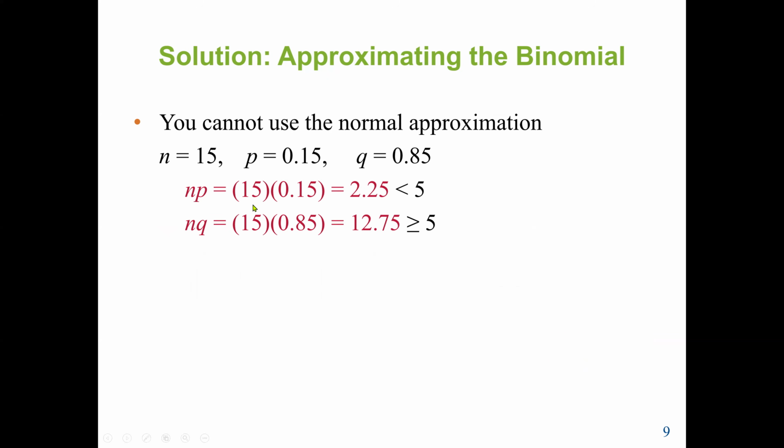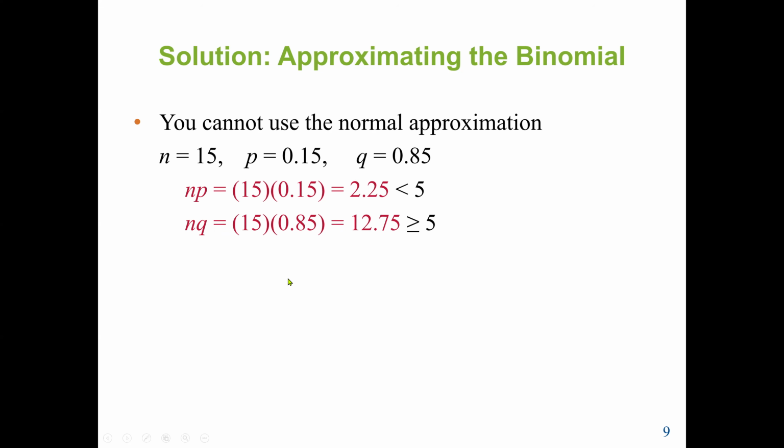np is 15 times 0.15. That gives us 2.25, which is less than 5. Then nq is 15 times 0.85. It gives us 12.75, which is greater than or equal to 5. But both np and nq must be greater than or equal to 5, so we cannot use the normal approximation. And the same thing, if we find npq, our answer surely will be less than 5.